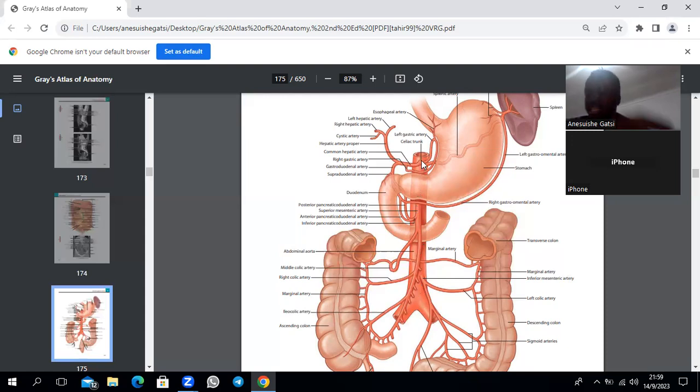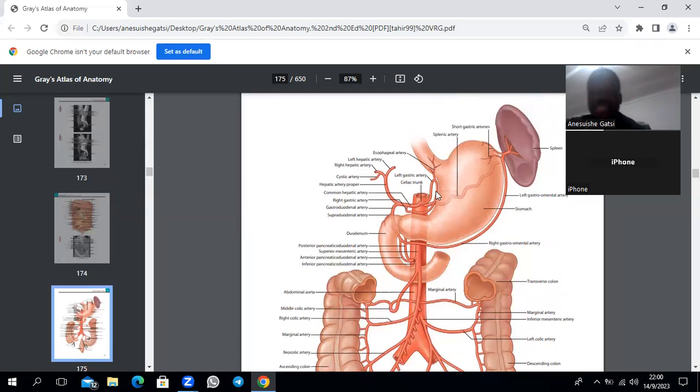So celiac trunk is foregut. Why is it a trunk? It's a trunk because it gives rise to other branches. So it's just a trunk that then divides. It divides into 3. And the 3, obviously, it's going to be like this, like my fingers there. There's going to be a small one, an intermediate one, then a very big one. The smallest, we call it the left gastric artery. The largest, we call it the splenic artery. And then the intermediate one is called common hepatic artery.